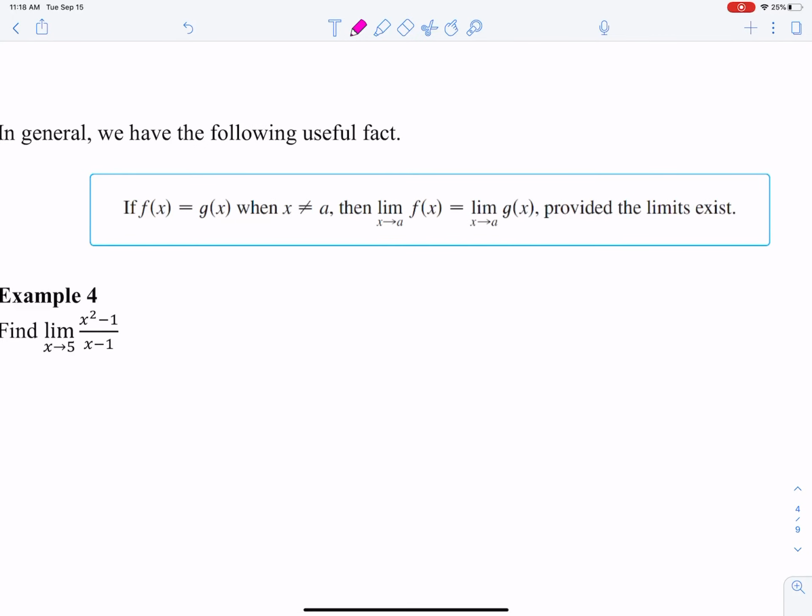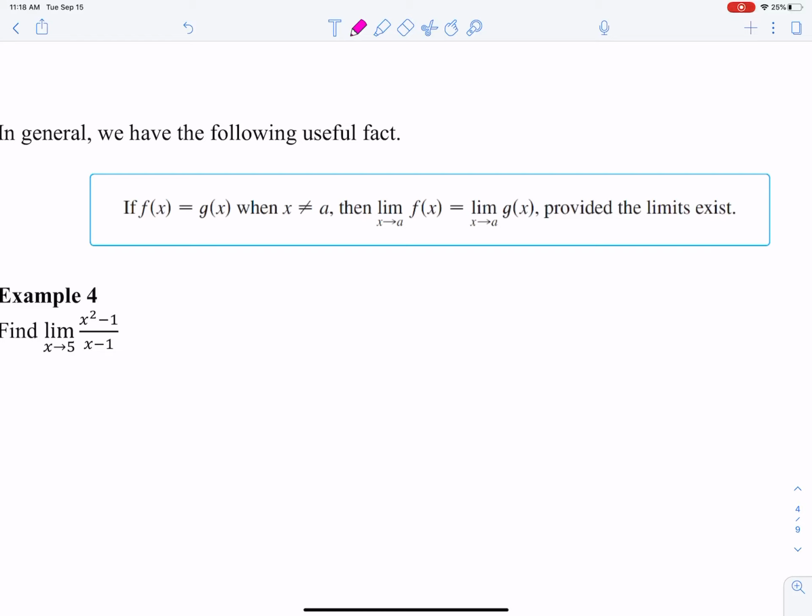Okay, so here's another rule. If f of x equals g of x when x is not equal to a, then the limit as x approaches a of f of x equals the limit as x approaches a of g of x, provided the limits exist. What does that even mean, right? I think that's just mathematicians from way back when they made this stuff up, trying to make themselves feel important because no one else understands what the heck they're saying. But anyway, that's just my opinion.